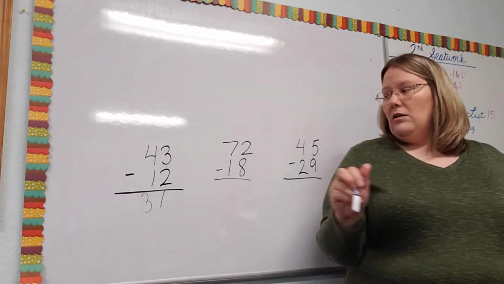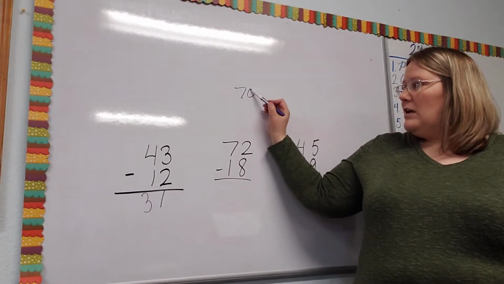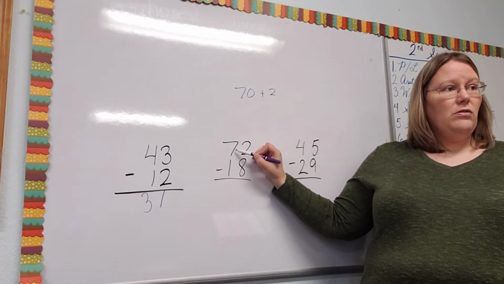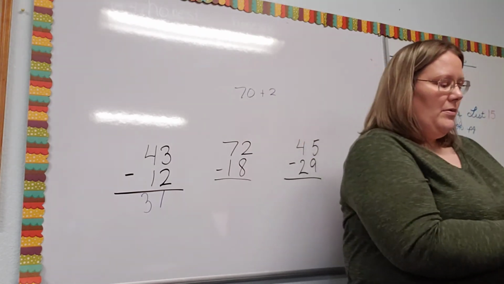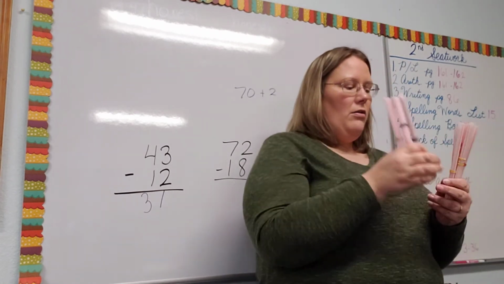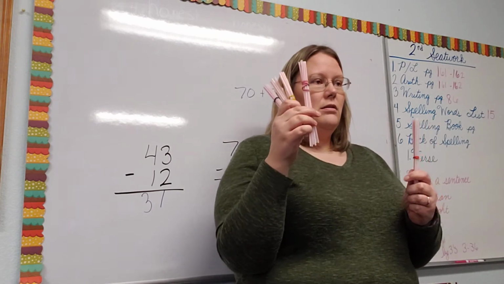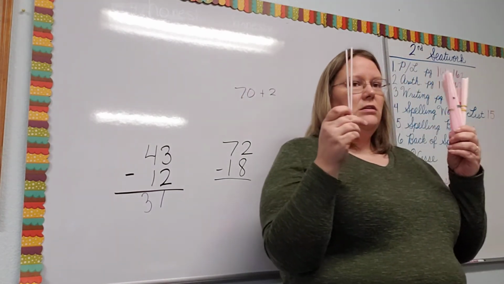So over here in my 10s, I have 70, because this is like saying I have 70 plus 2. 70 is 7 groups of 10. So here I have 70, count. I have 10, 20, 30, 40, 50, 60, 70. All right, so right here I have the number 72.